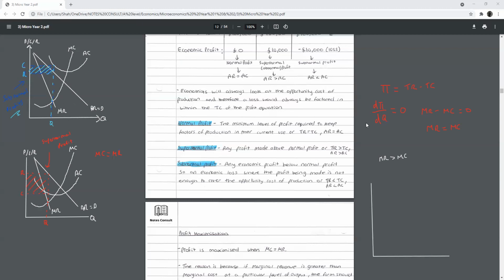And now one other thing that we need to show is that a firm in imperfect competition can also make normal profits. And we'll see this with monopolistic competition at some point. So let's do this quickly.